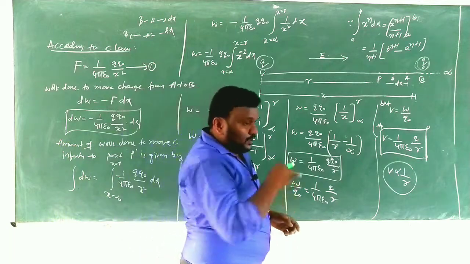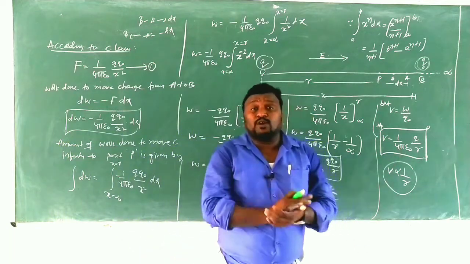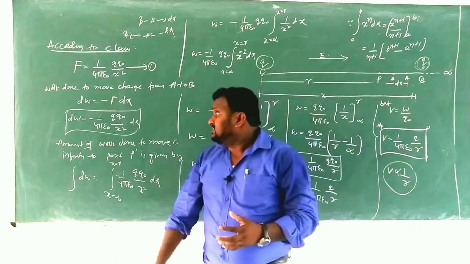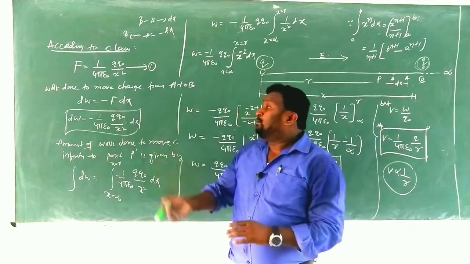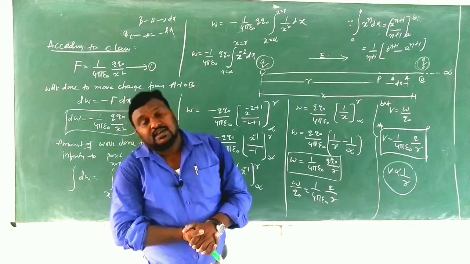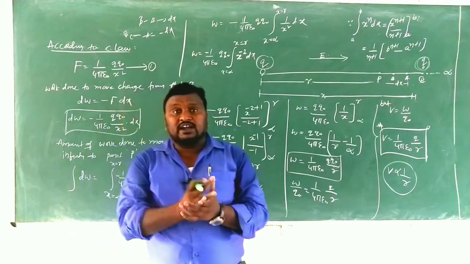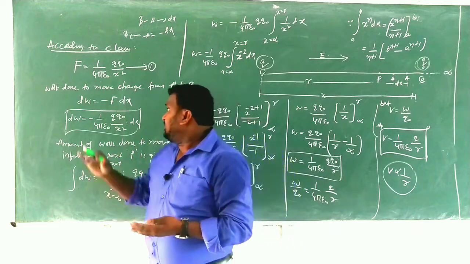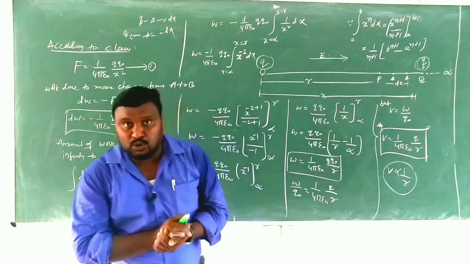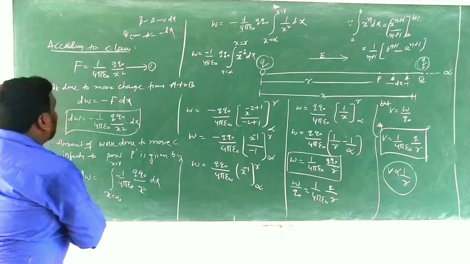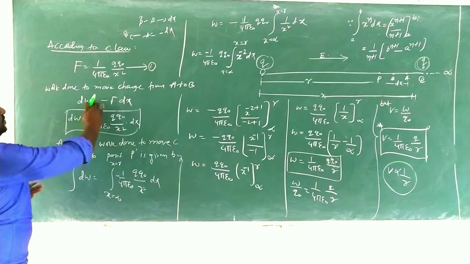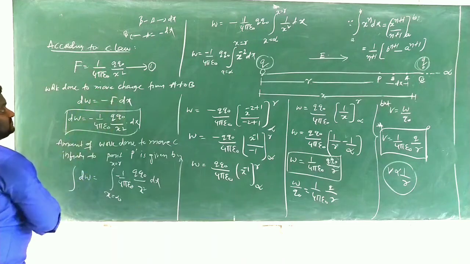Clear? That's why the amount of work done to move the charge from A to B is given like this: dW is equal to minus F into dx. F is the force. There is some work done, but the position vector is negative. That's why I am writing dW is equal to minus F into dx. After that we are substituting the F value in this equation.